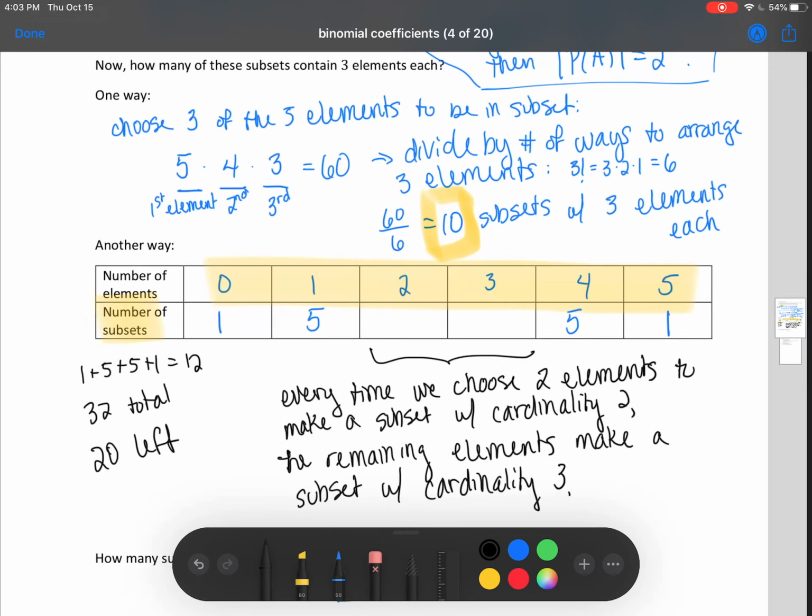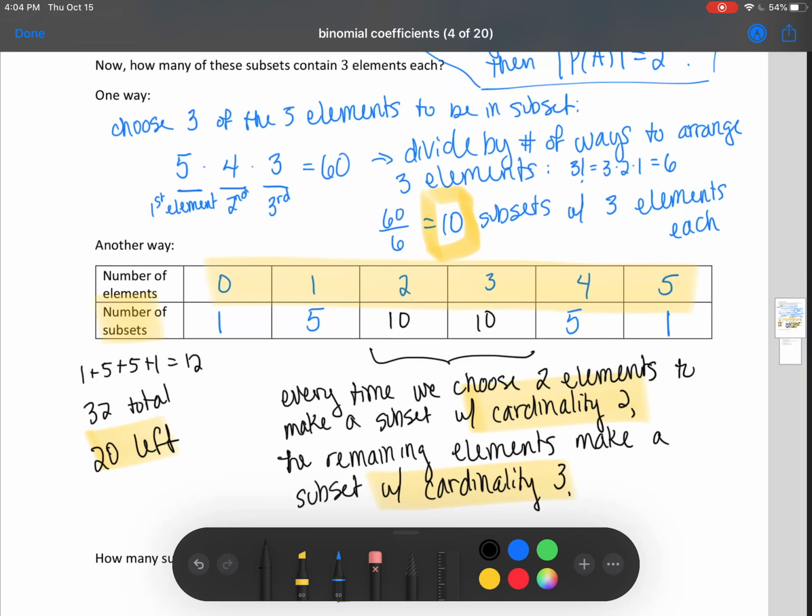Okay, so take a minute and think about that. If you're choosing 2 elements to make a subset, you have 3 left over. So basically every time you choose a 2-element subset, you're also by default choosing a 3-element subset with the elements that you're not selecting. So what does that mean? Well, hopefully you can agree that there's the exact same number of subsets with cardinality 2 as there are with cardinality 3, right? They match up exactly. So if there's 20 subsets left over and there's the same number with 2 elements as there are with 3 elements, then each of these needs to be 10.